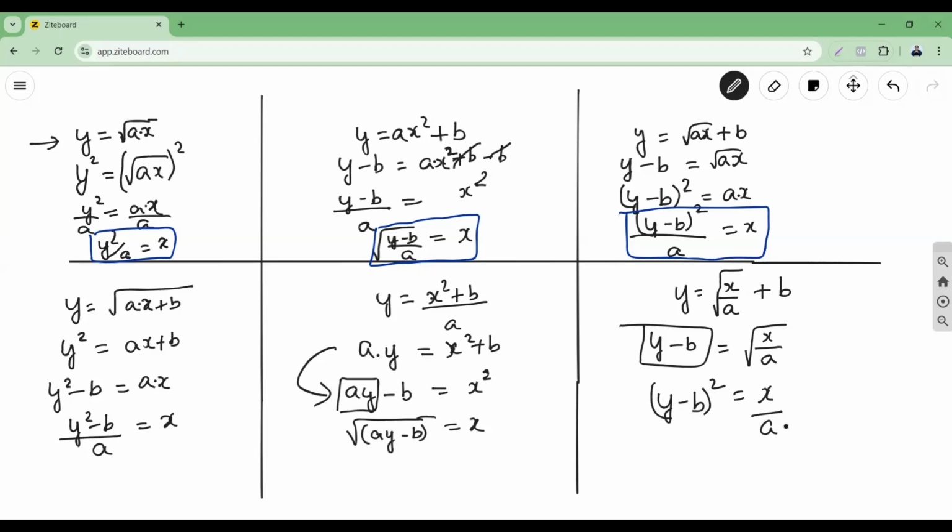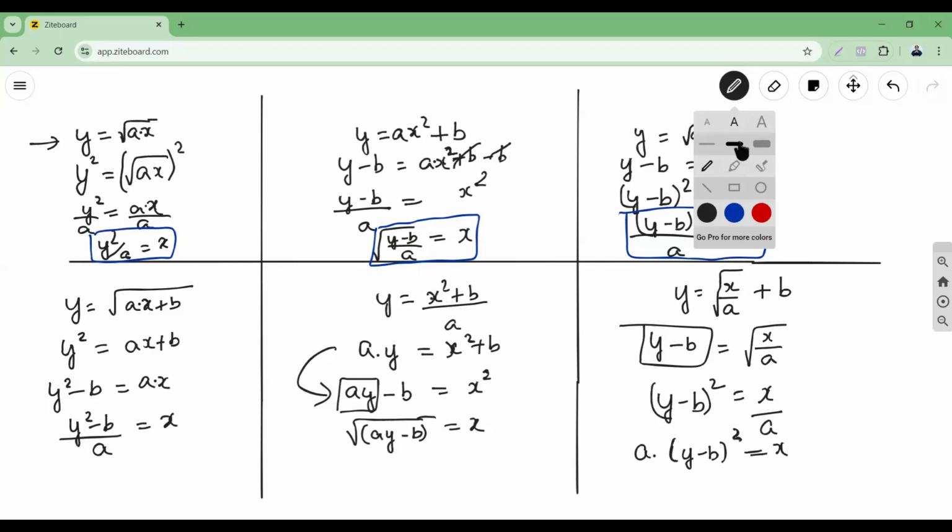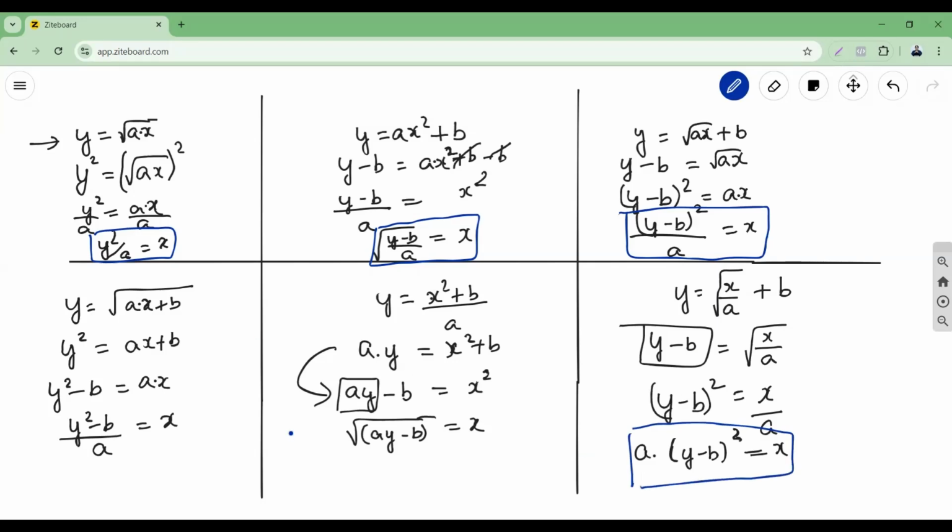Now there's a division by a. So I'm going to multiply it for the entire thing. That means a is multiplied with y minus b the whole square. That will be equal to x. The effect of division by a is removed. So my answer is this.